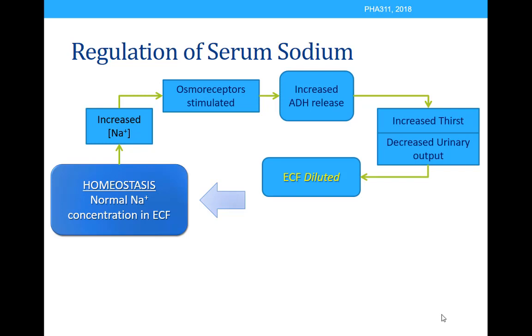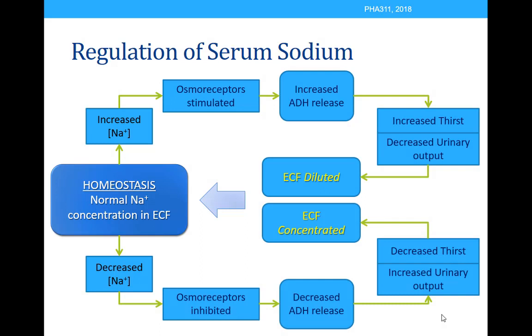If the opposite happens, which is decreased sodium in the blood or hypoosmolality, the osmoreceptors will be inhibited, and there will be decreased secretion of ADH. You will have decreased thirst, increased urinary output, and you will lose water. ECF will get concentrated, sodium concentration will go back to normal limits, right? Now, water intake is mainly regulated by thirst and water output is mainly regulated by ADH.